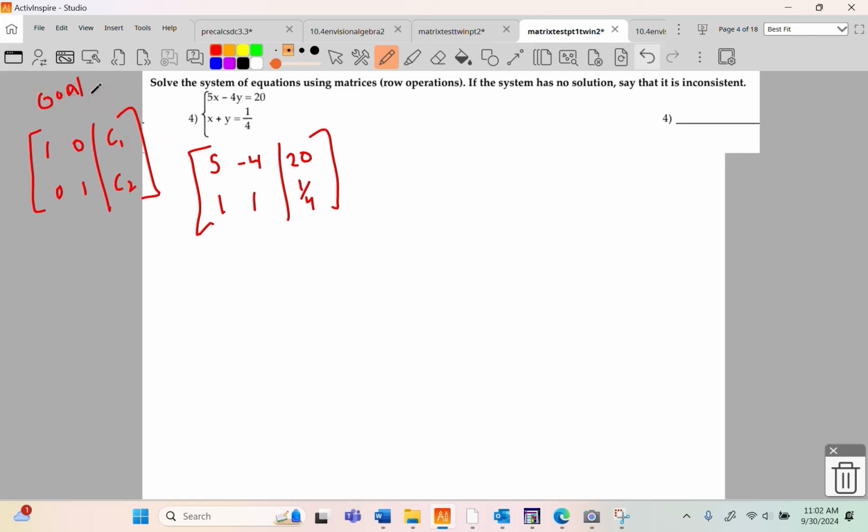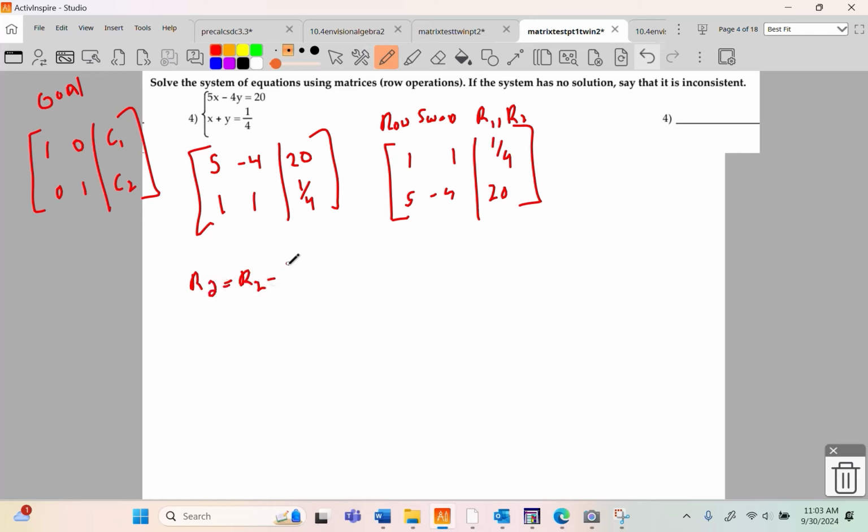I'm going to approach this one a little bit different than I did last time. I'm going to do a row swap. I'm going to swap around row 1 and row 2. That gets a 1 where I want a 1. Now I'm going to handle this. I need this to be a 0. So row 2 is row 2 minus 5 row 1s.